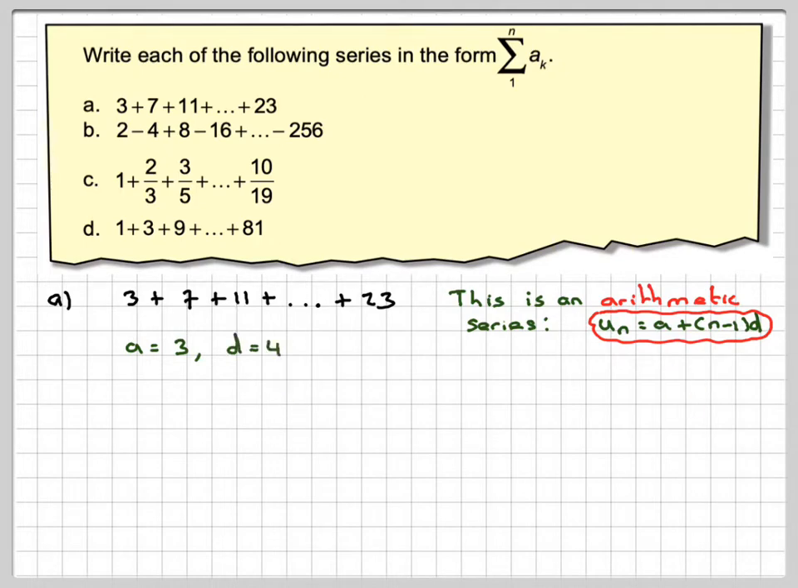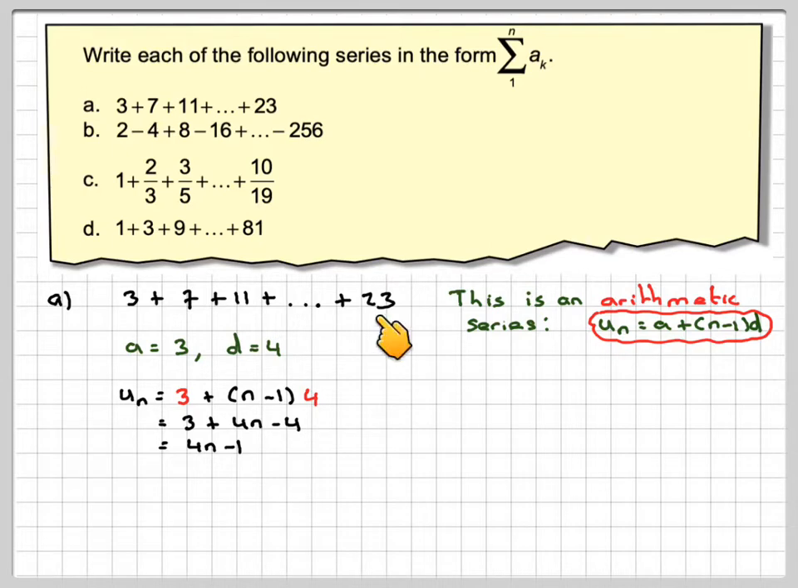So writing the information into this formula, we get un will be equal to 3 plus 3n minus 1 times 4. We could write it like that, but it would be better if we simplify it. That becomes 3 plus 4n minus 4, which gives me 4n minus 1. 3 take away 4 gives me minus 1.